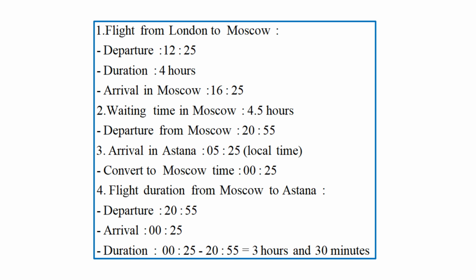So, adding 4 hours to her departure time, Fariza lands in Moscow at 4:25 in the afternoon, according to London time. However, remember that Moscow is 3 hours ahead of London. This means, when it's 4:25 in London, it's actually 7:25 in the evening in Moscow.